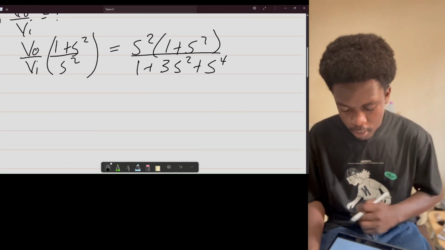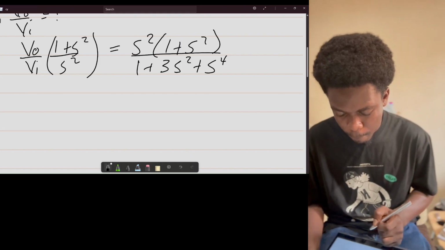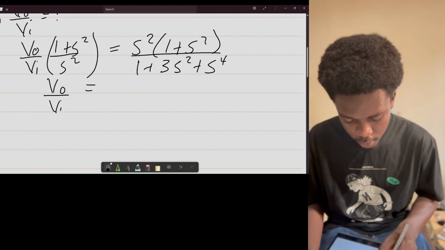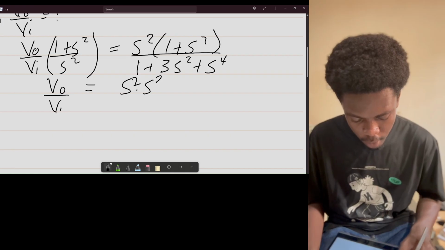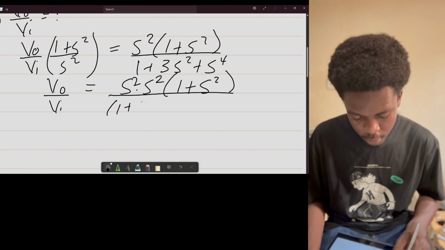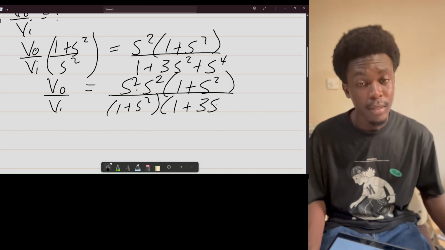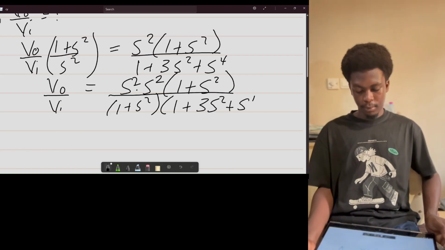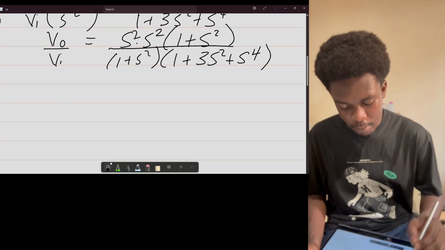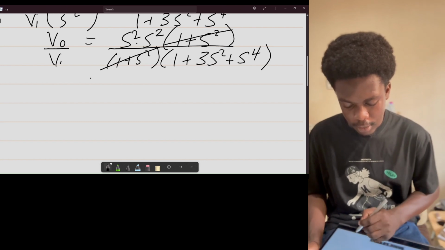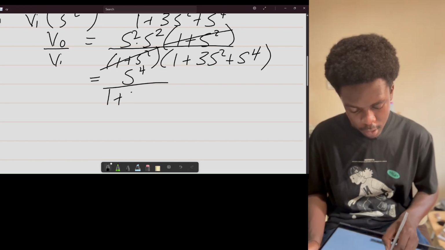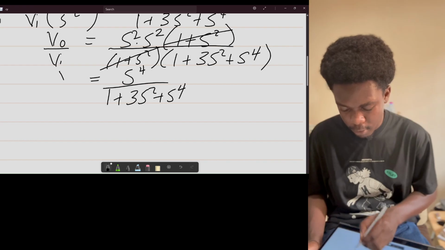Now we can do some more change of subject here. We get V0 over Vin being equal to S squared times S squared multiplying (1 plus S squared), all over (1 plus S squared) multiplying (1 plus 3S squared plus S to the power 4). As we do cancellations, 1 plus S squared cancels 1 plus S squared, and S squared times S squared, by the rule of indices, gives S to the power 4, all over 1 plus 3S squared plus S to the power 4. That gives us our transfer function V0 over Vin.